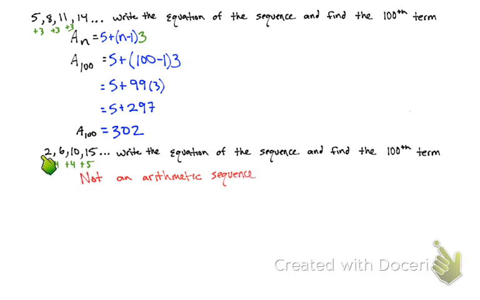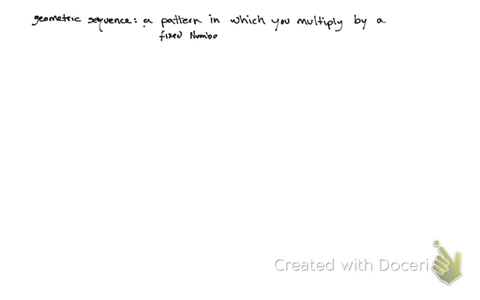All these numbers need to be increasing by the same amount or decreasing by the same amount for it to be arithmetic. Since this last one is by 5, and the other ones are by 4, it's not arithmetic. All right, next set. The next part of this is geometric sequences. It's a pattern in which you multiply by a fixed number to get to the next number.